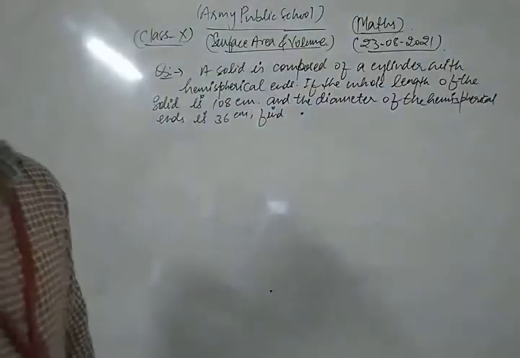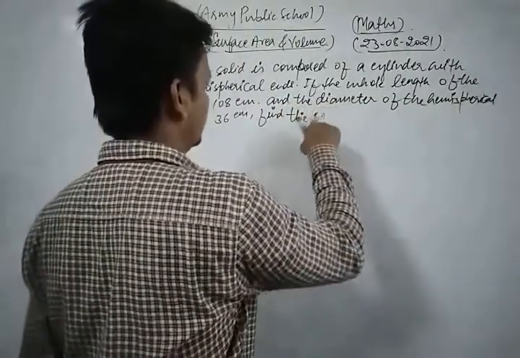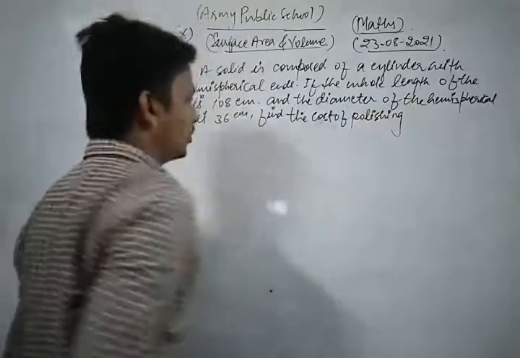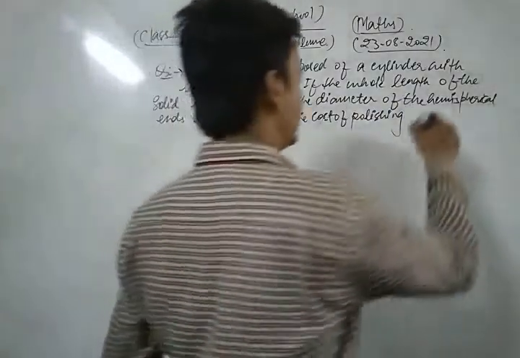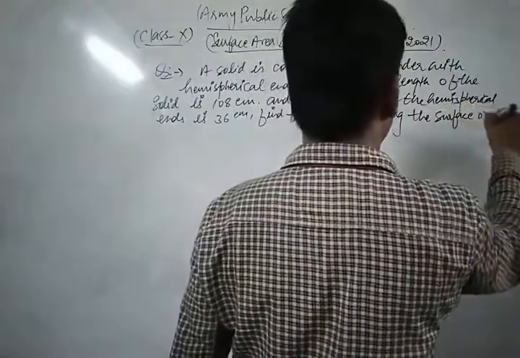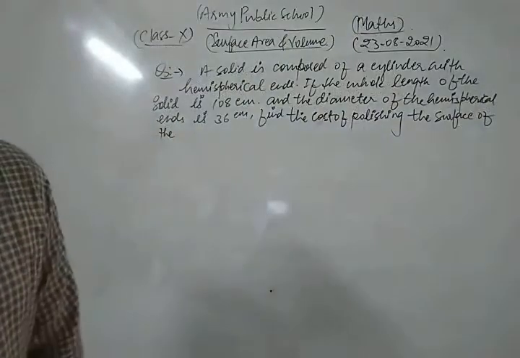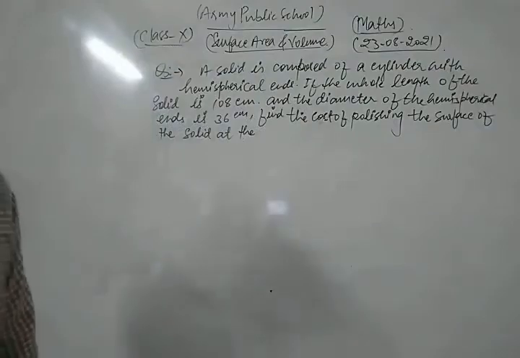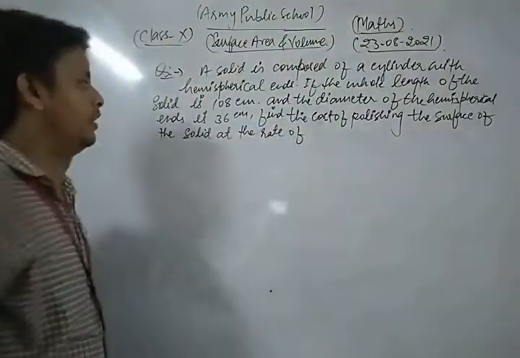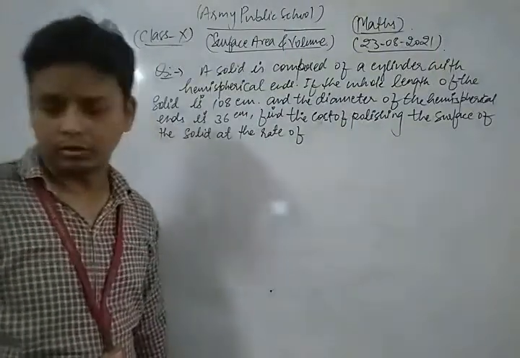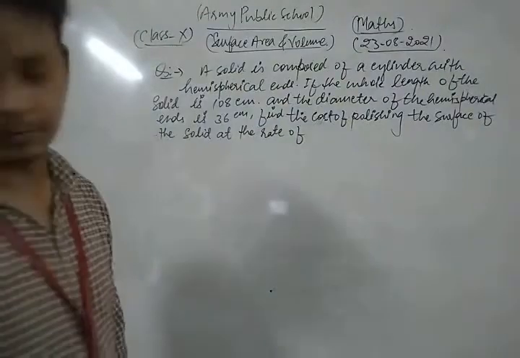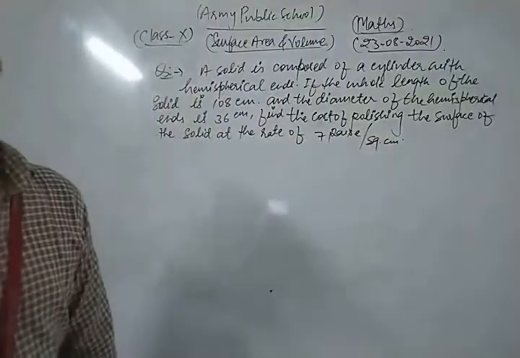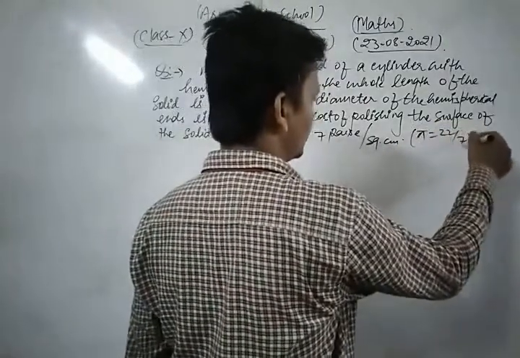find the cost of polishing the surface of the solid at the rate of 7 paise per square centimeter, and take the value of pi as 22 upon 7.